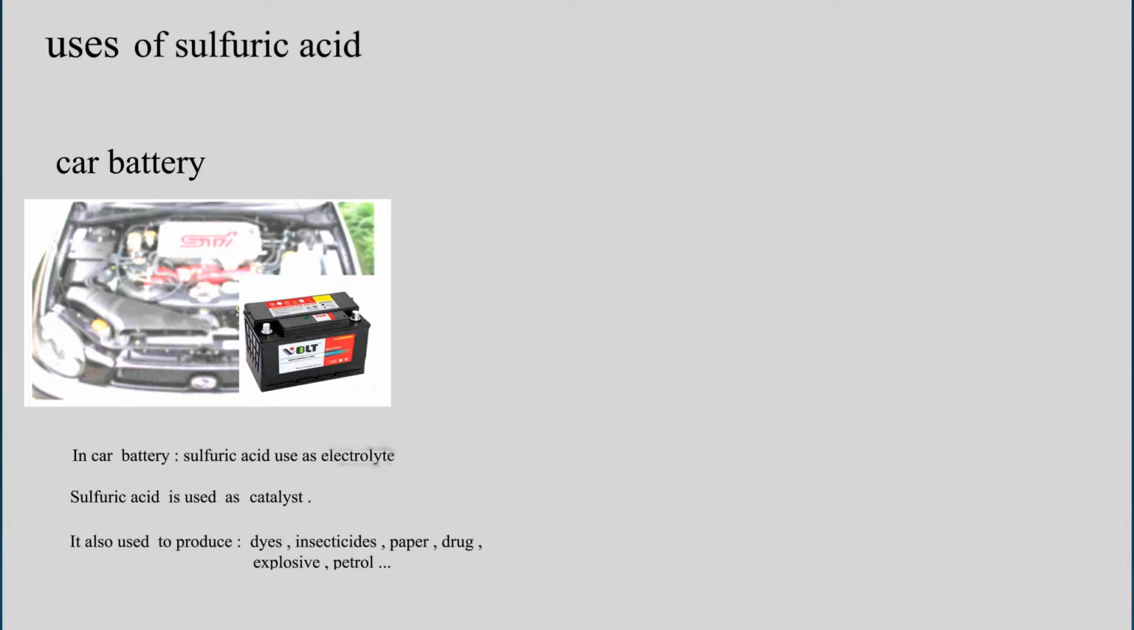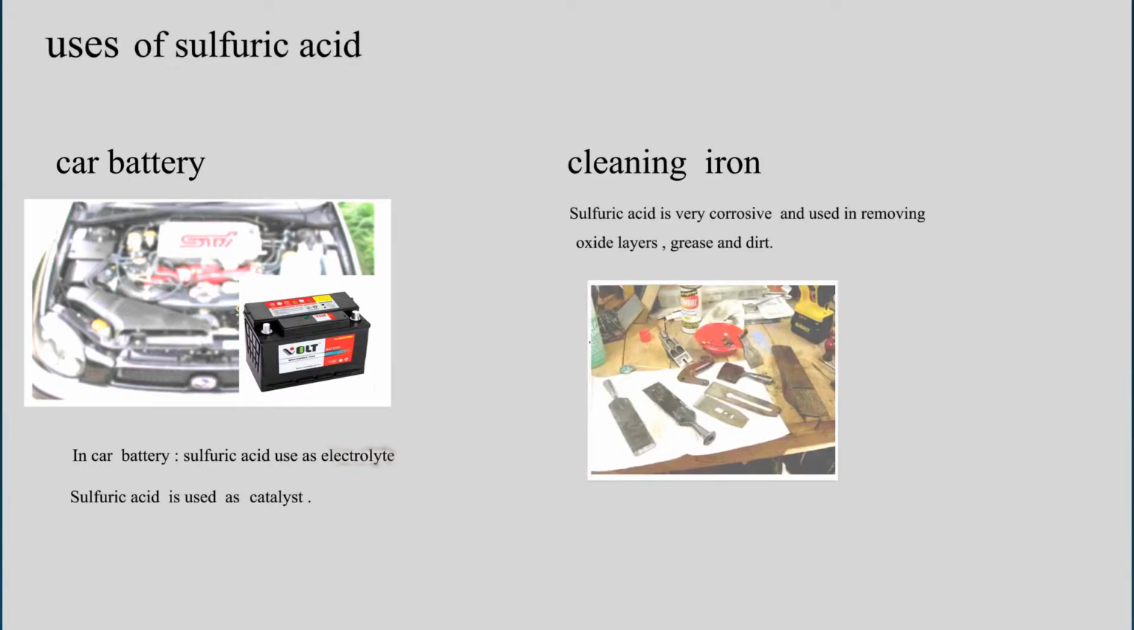Sulfuric acid is also used as a catalyst very often, as we learned earlier. Sulfuric acid is a very corrosive acid. You can use it to clean iron. If you see some rusted iron and dip it in sulfuric acid, the rusted layer will dissolve. It can also be used to clean grease and dirt because it is very corrosive.